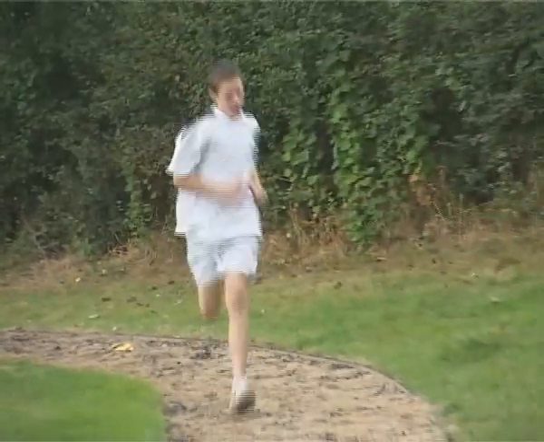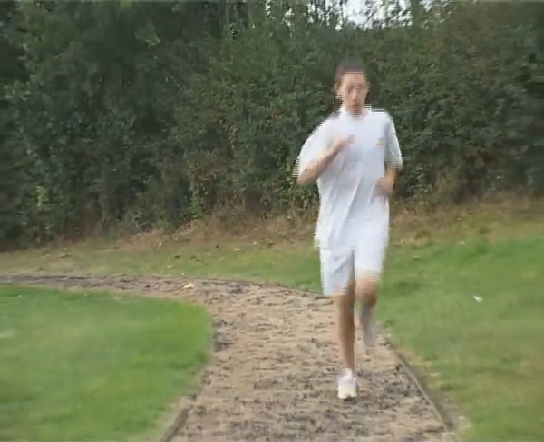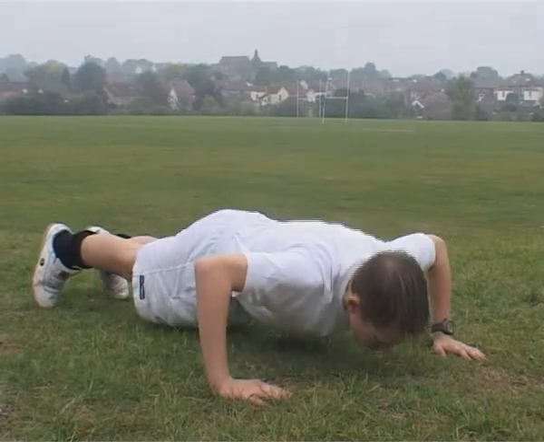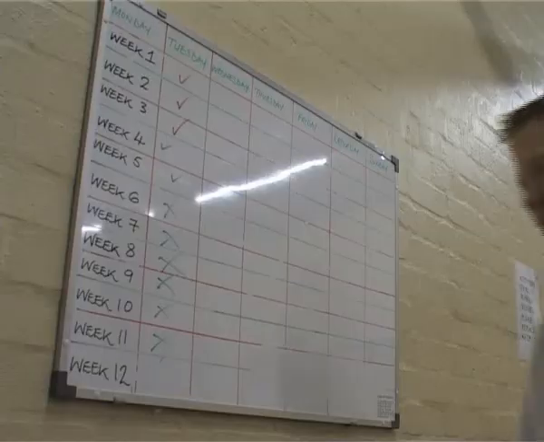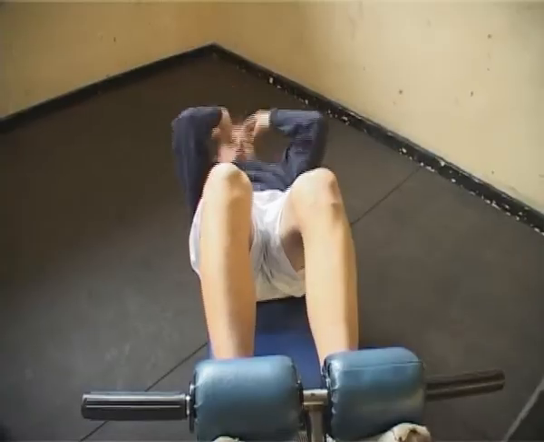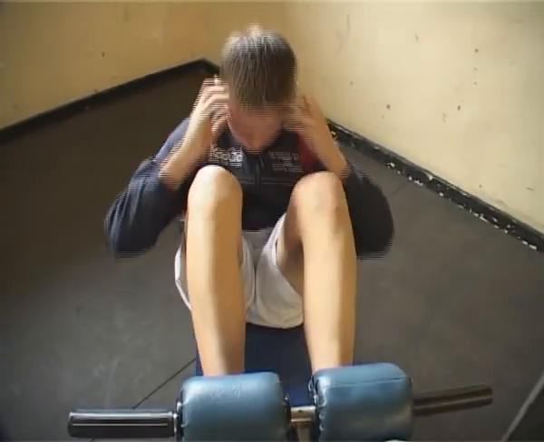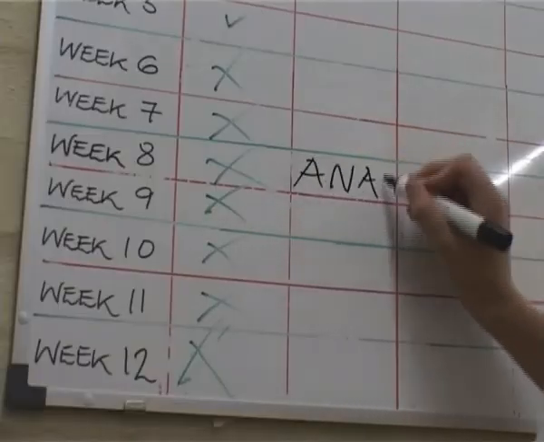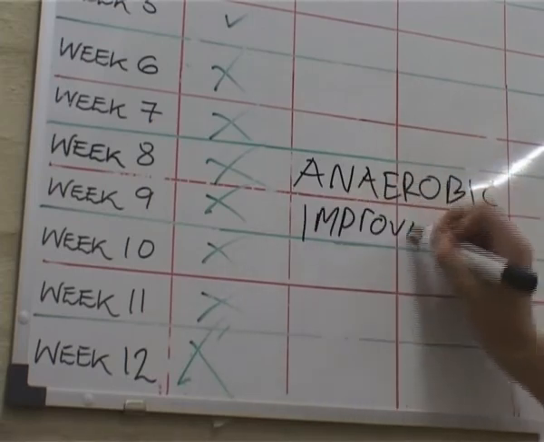The principle of duration refers to the period over which the program lasts. The minimum duration for aerobic improvement is anywhere from 6 to 12 weeks. For anaerobic improvement, noticeable changes should occur after around 6 to 8 weeks.